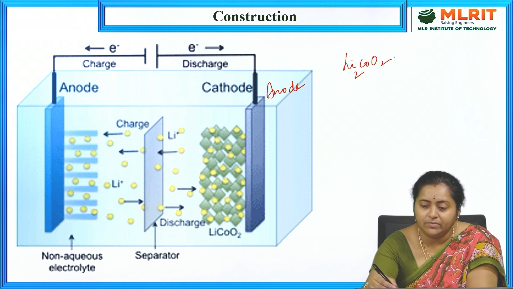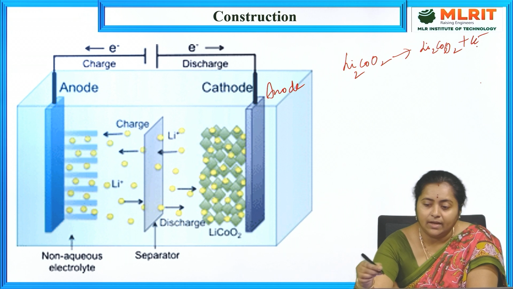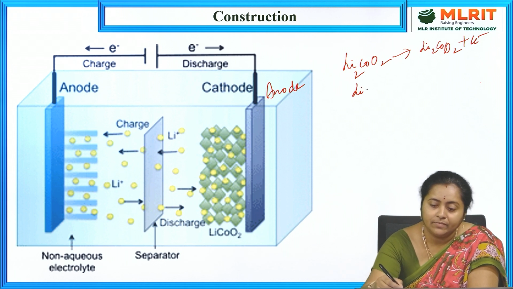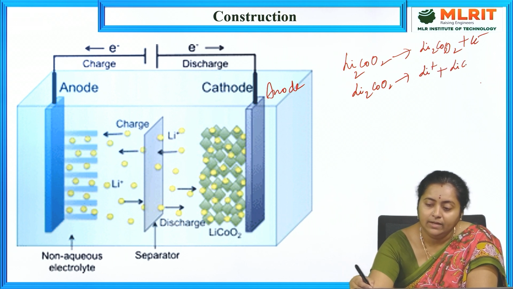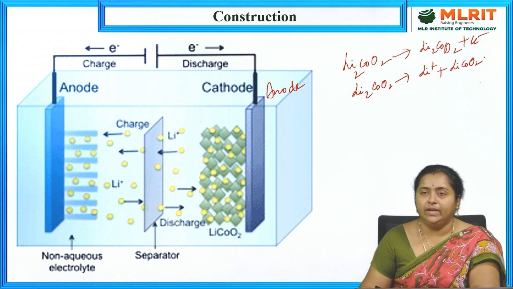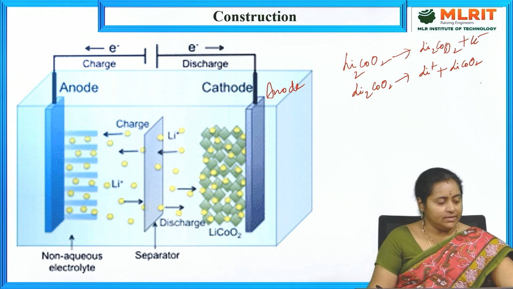So this Li2CoO2 loses one electron. Along with that, lithium also it is able to generate. So LiCoO2 will come back.